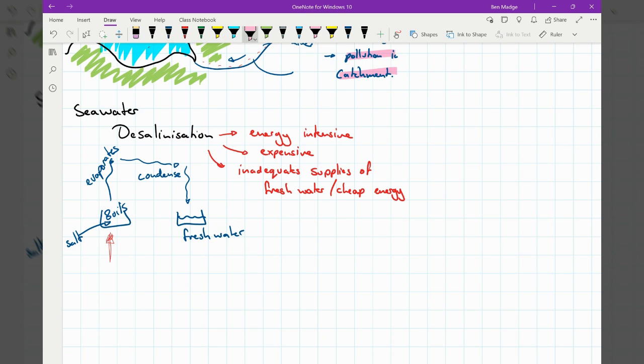However, this is really energy intensive and therefore expensive, and typically done in locations where there is no alternative. So there's not enough fresh water, and potentially they have cheap energy. So places like Saudi Arabia with their oil reserves might find it's actually relatively cheap to do desalination on the large scale, as opposed to somewhere like Malta, perhaps, where they have to buy that energy in for desalination.